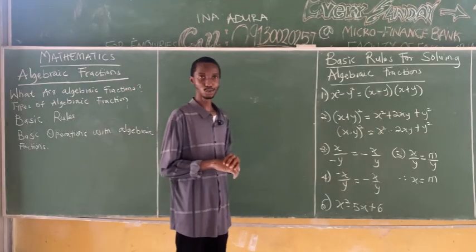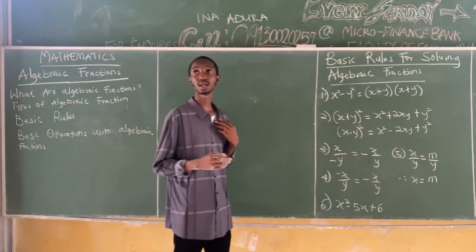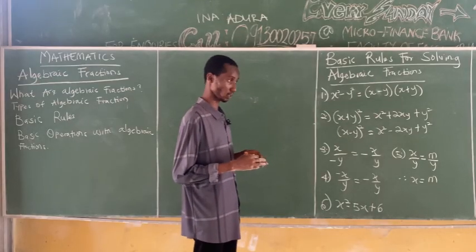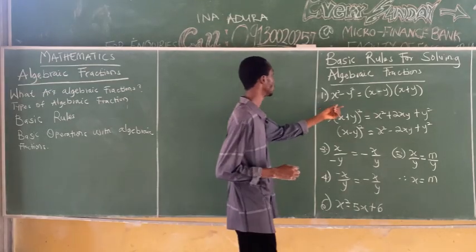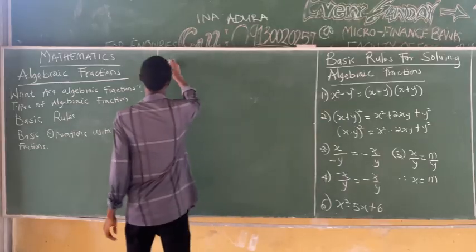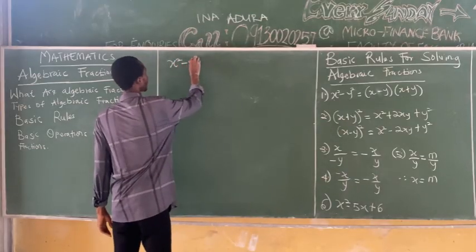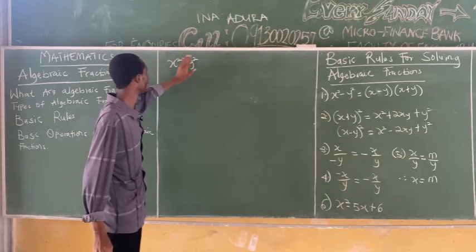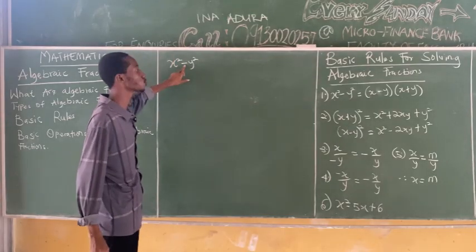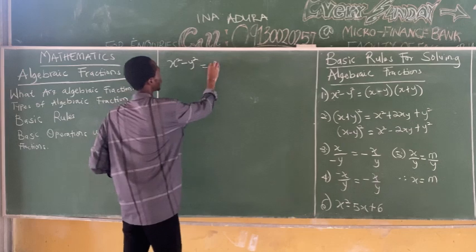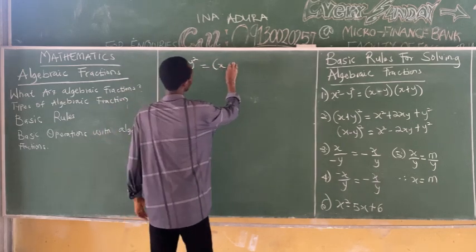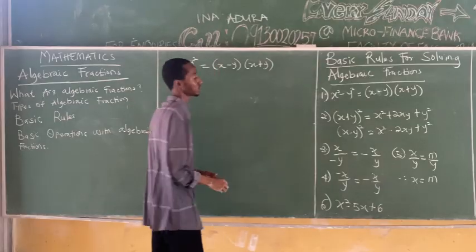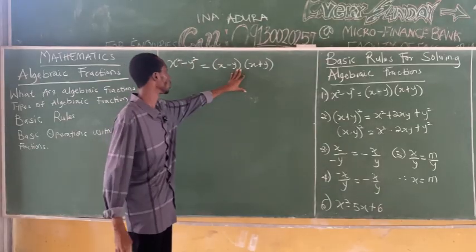We have the basic rules for solving algebraic fractions. The first one, known as the difference of two squares, where we have x squared minus y squared. These are two different squares. You have the first square and the second square. Now, the difference of two squares, you have x minus y into x plus y. If you expand this stuff, you have this.